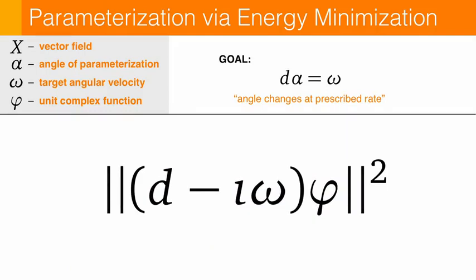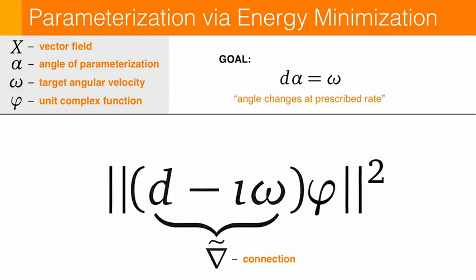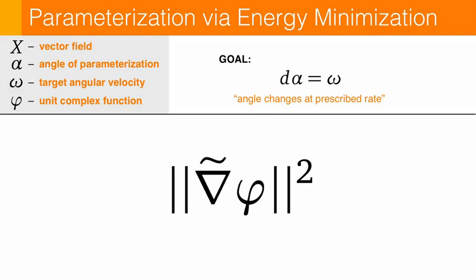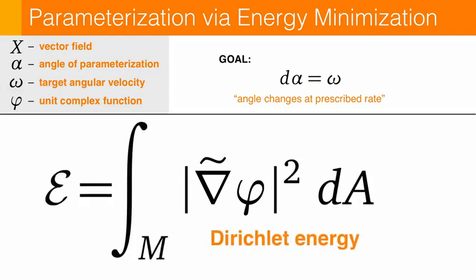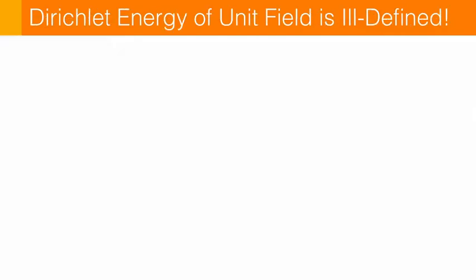If you know your differential geometry, you might recognize that d minus I omega is just another connection on the surface. So our whole energy basically becomes something like the norm of the gradient squared, or in other words, the good old-fashioned Dirichlet energy, but with respect to a different metric. And that sounds great because we know how to work with Dirichlet energy, except for one big problem, which is that Dirichlet energy really doesn't mean anything for unit functions or unit vector fields.